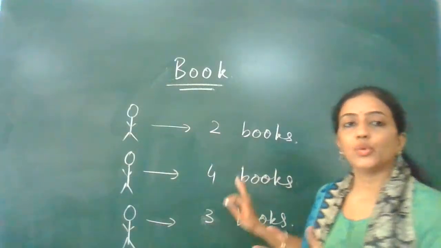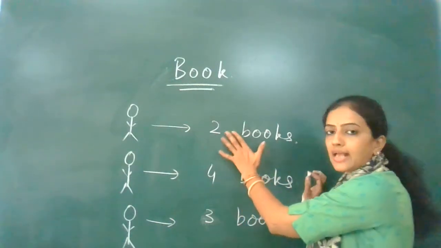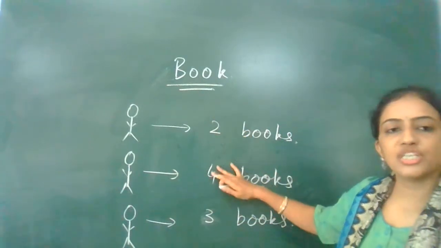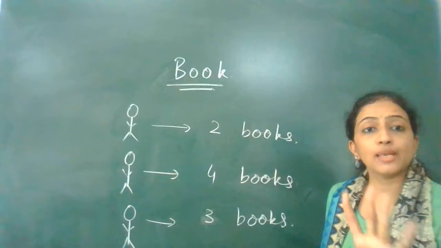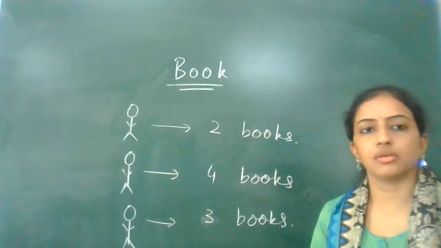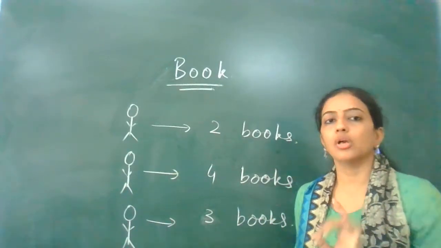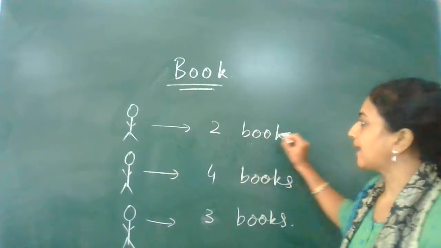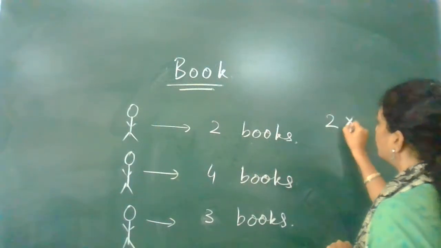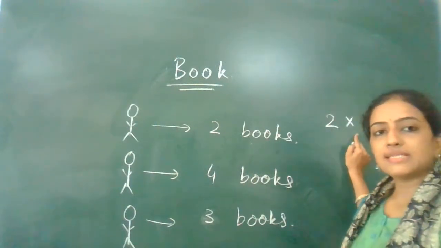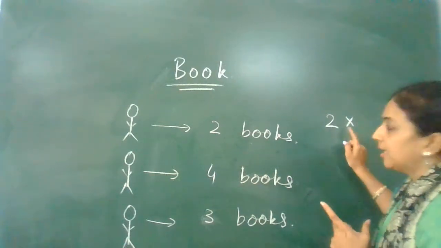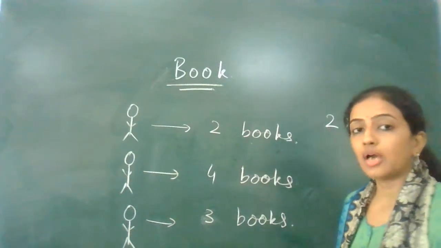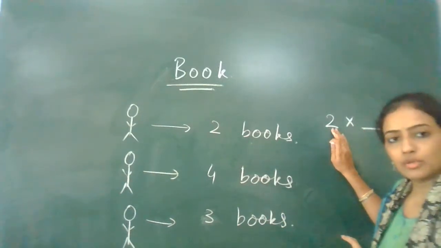Now you can see that this student is asking for two books. Here we can consider that all three students are asking for the same book. No change in the cost, no change in the book. So this first student has to pay for the two books, and the amount of the book will be multiplied by 2.